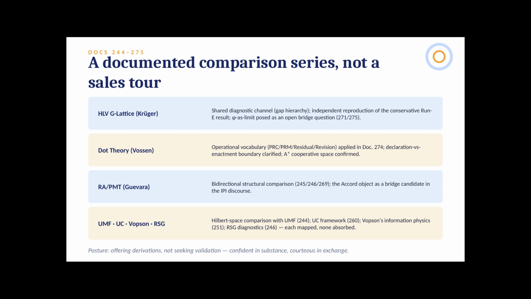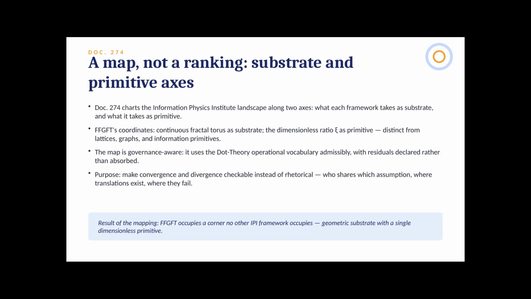With Stefan Vossen's dot theory, the operational vocabulary was applied carefully in document 274, and the line between declaring something and enacting it was clarified. And with Guevara's RAPMT framework, structural convergence in the layer 1 hierarchy is documented, a category error in the original version is corrected, and the comparison runs both ways. Honest dialogue in writing.